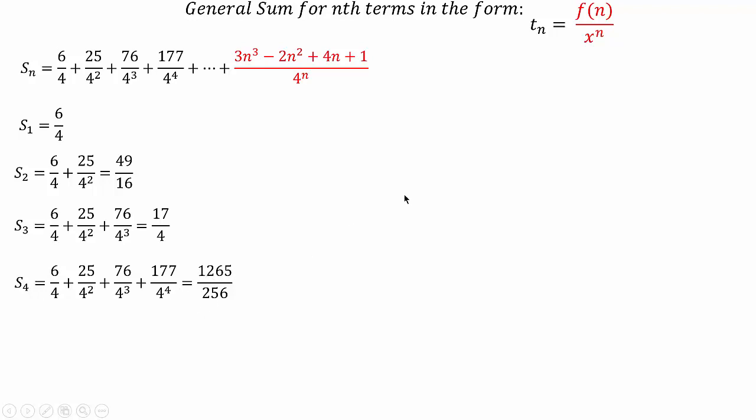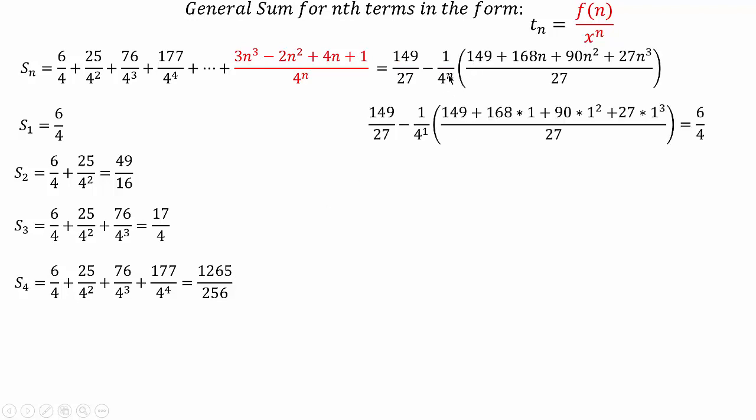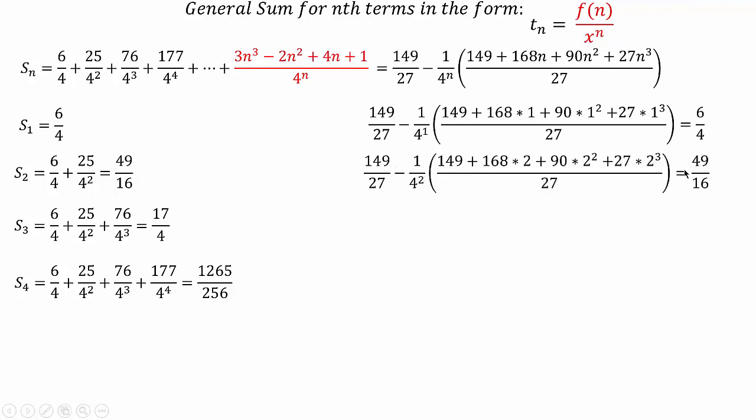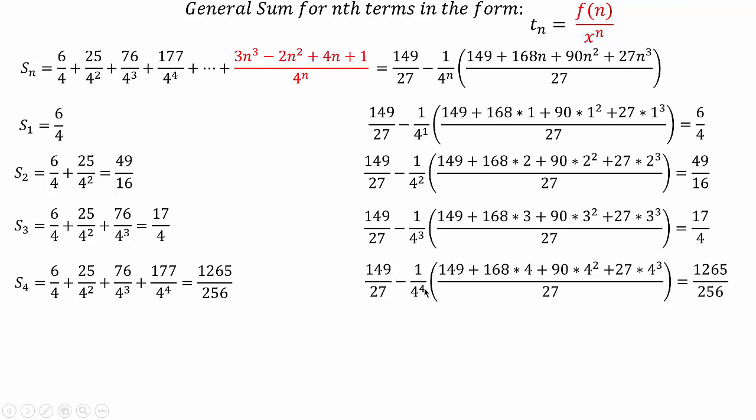Now let's use the equation to check our result. Let's put n equals 1 over here. Then we will get 6 by 4, which is the same result. Let's put n equals 2, we will get 49 by 16. Let's put n equals 3, we will get 17 by 4. And let's put n equals 4, we will get the same result. So this summation is correctly defined by this equation.